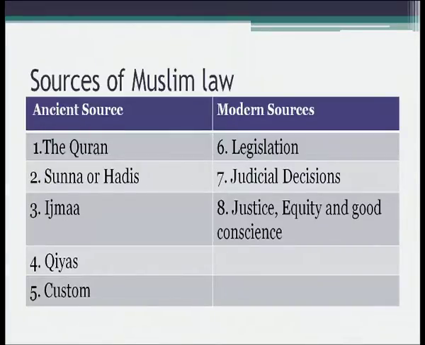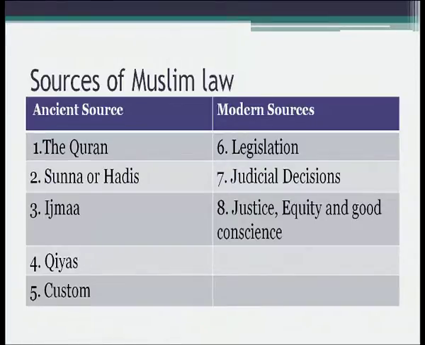Now, the next category is the qiyas. Qiyas means drawing an analogy for a particular problem. So, by drawing an analogy from different sources, we reach a solution. So, that is called qiyas. And now, the last category of ancient source is custom, meaning the practices that are followed over a period of time by the people, or the usages.